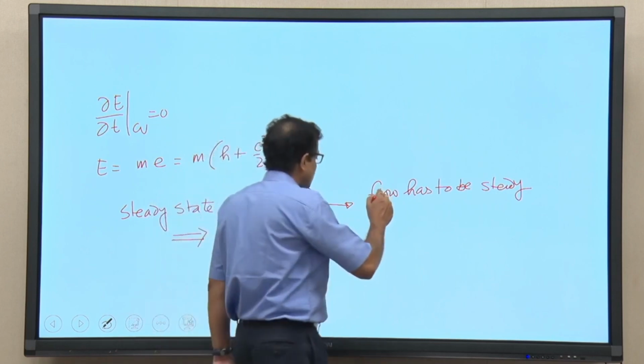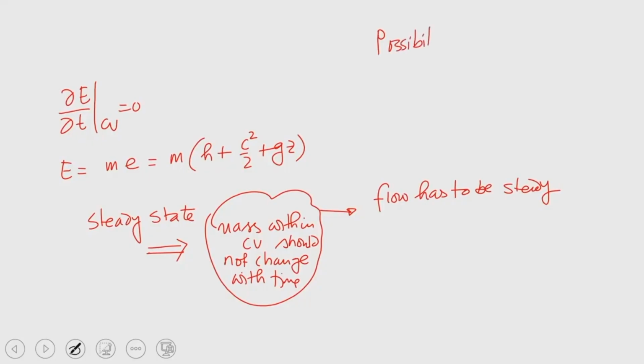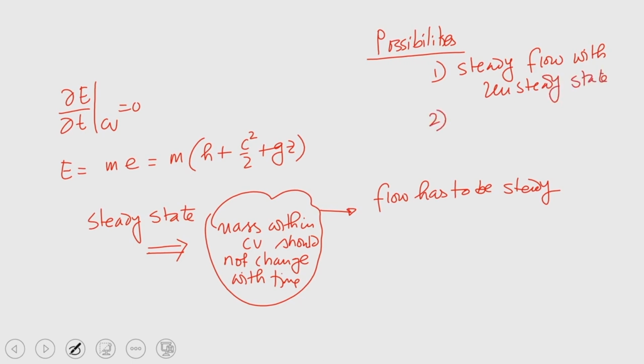Try to understand. So, possibilities are there. What are the possibilities? Number 1 is steady flow with unsteady state. Number 2, steady state with unsteady flow.